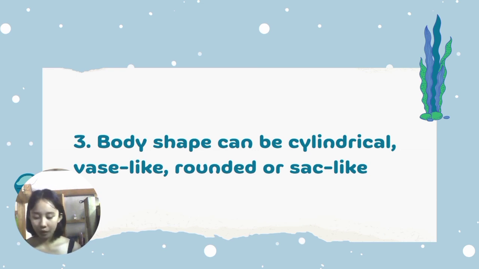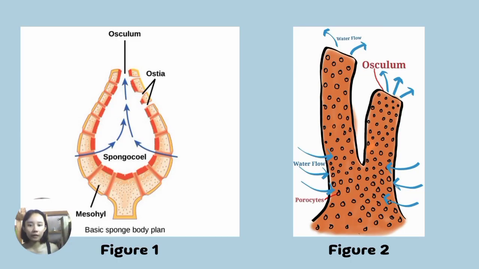So the body of sponges takes the shape of a cylinder with a large central cavity we call the spongocoel, occupying the inside of the cylinder, so water can enter into the spongocoel from the numerous pores in the body wall, and water entering the spongocoel is extruded via a large common opening called the osculum. So, as what I've said, 'di ba, ang type ng sponges is it takes the shape of cylindrical, vase-like, rounded, or sac-like.